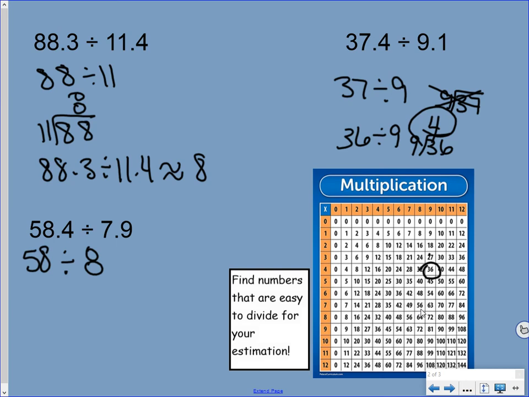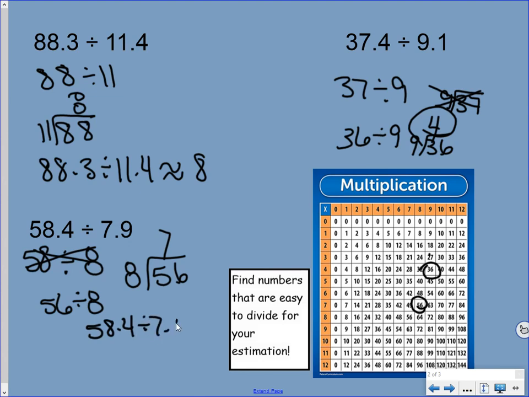56 is compatible with 8. Let's use 56 instead. So 56 divided by 8. Because these two numbers, 58 and 8, don't really go together very well when we're dividing. But if we do 56 divided by 8, we get 7. And that's our final answer there. So 58 and 4/10 divided by 7 and 9/10 is about 7.